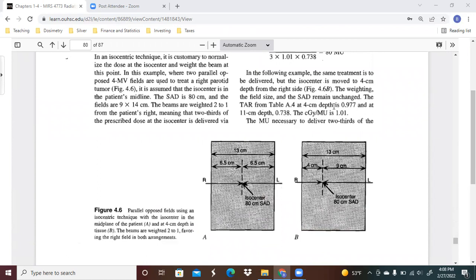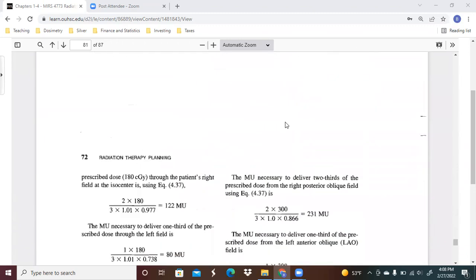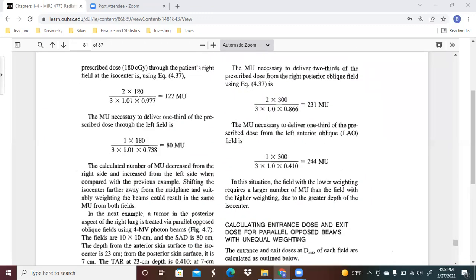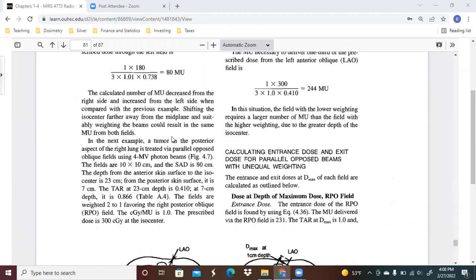So the MU necessary to deliver 2/3 of the prescribed dose through the right is going to be done with this. The 1/3, which is delivered to the left field, is going to be this. So the calculated number of MU decreased from the right side and increased from the left side when compared to the previous example. Shifting the isocenter farther away from the midplane and suitably weighting the beams could result in the same MUs from both sides if you continue to make that adjustment.